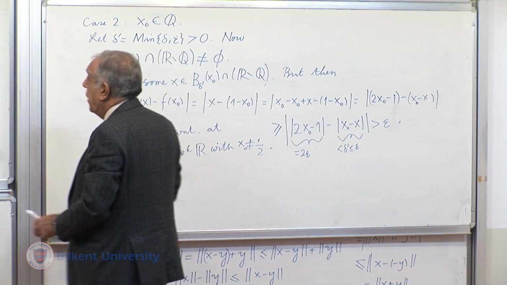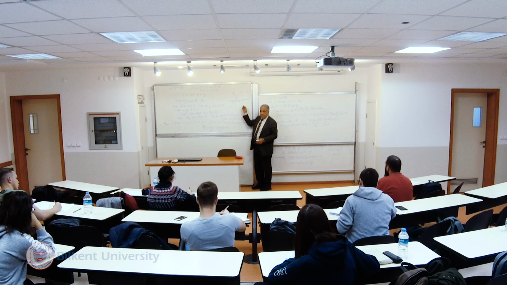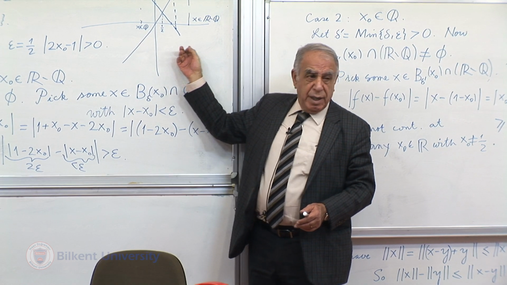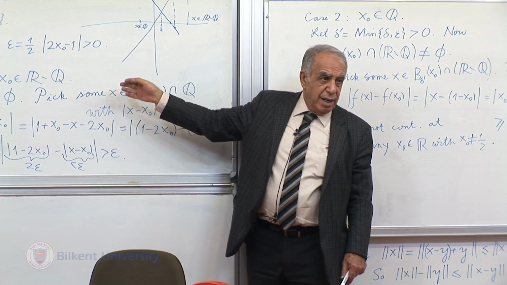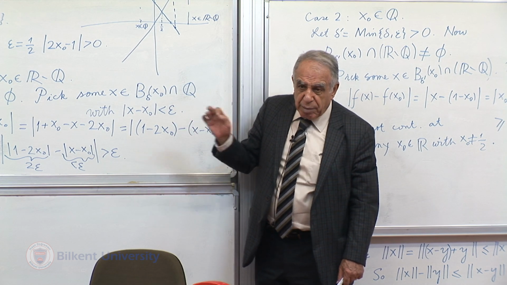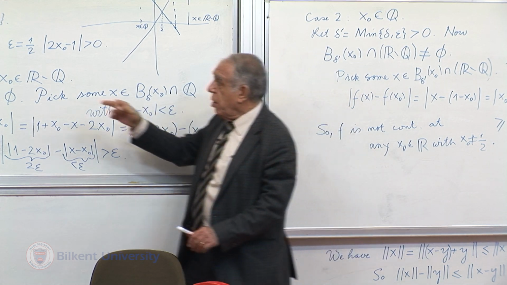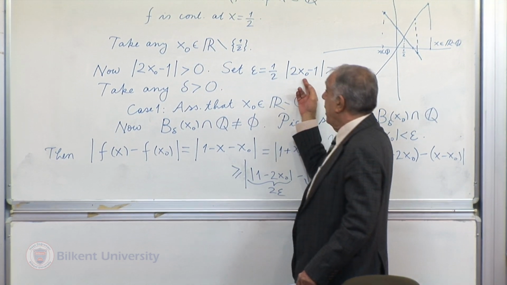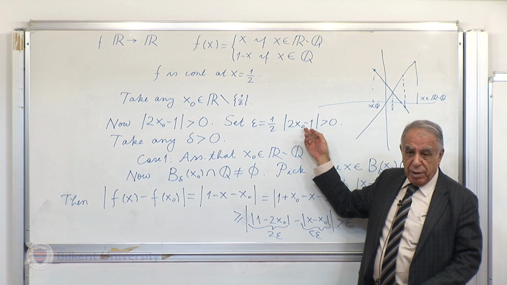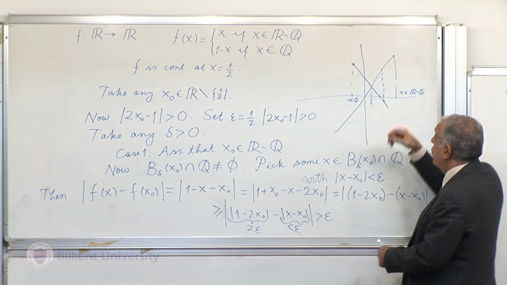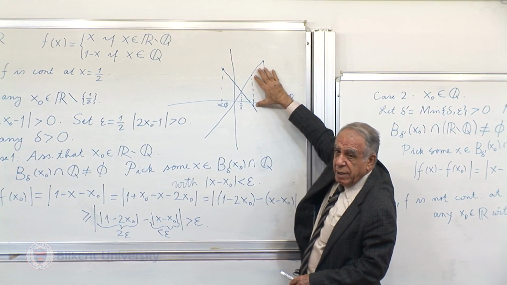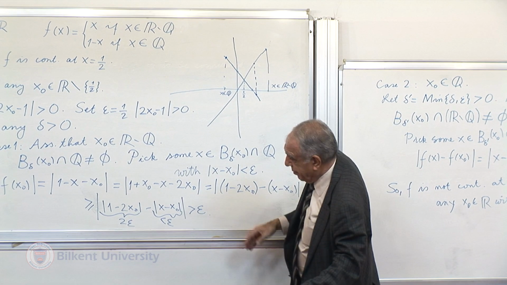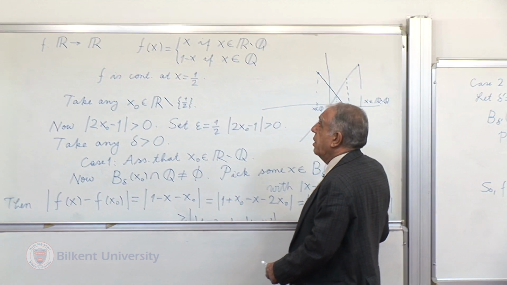Okay. Here, what we have done is we have actually translated this picture into a formal writing. But the gist, the crucial point was this choice of epsilon, that should be dependent upon x0 because it should be made dependent upon this distance. Okay?